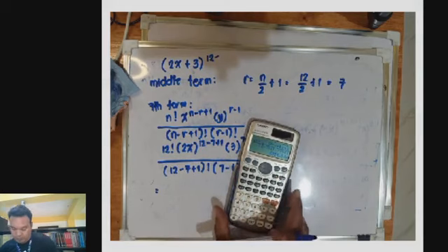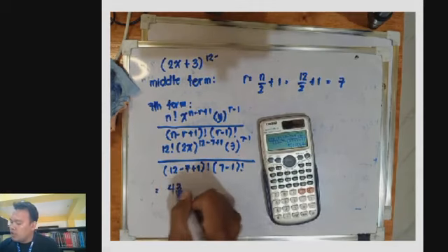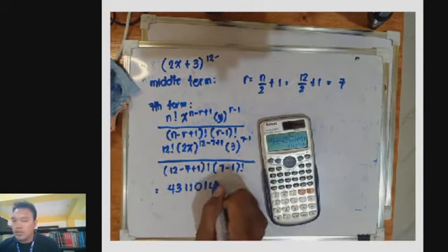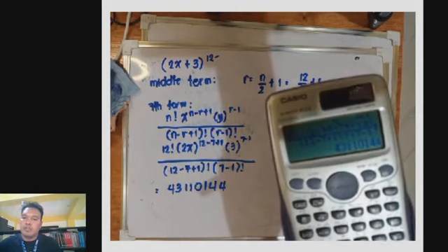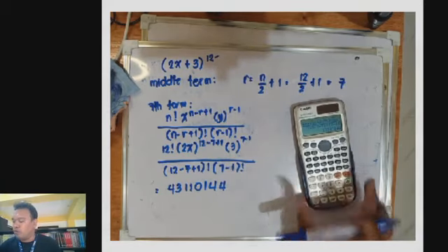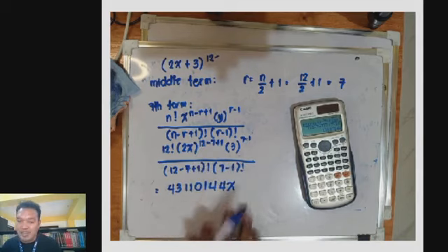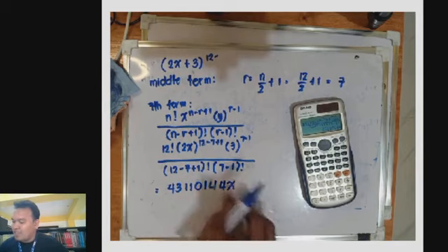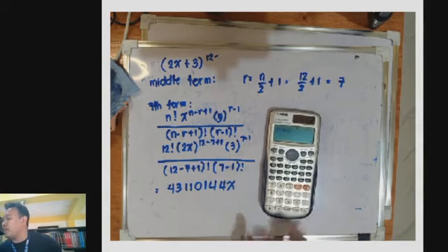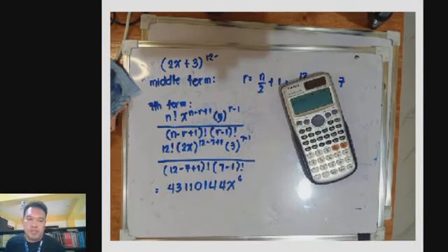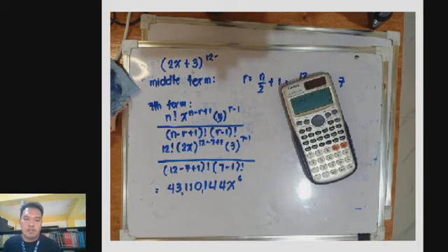So lalabas we have 43,110,144. Then, yung x, huwag kakalimutan. Kalimutan nyo yung mga x nyo, pero itong x dito, huwag kakalimutan. So, x, tapos yung exponents, 12 minus 7 plus 1. Okay. So, we have 6. X raised to 6. So, we have 43,110,144 x raised to 6.